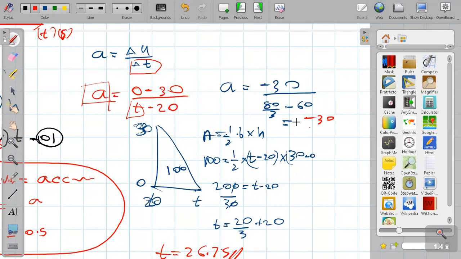Minus 30 over, what is it? Wait. What did I do here? It's 20. Sorry, it's 20. So 60. That means it's going to be 20 over 3 whole over 3, and 3 goes up. Minus 90 over 20, 9 over 2. The acceleration becomes minus 4.5 m s^-2.